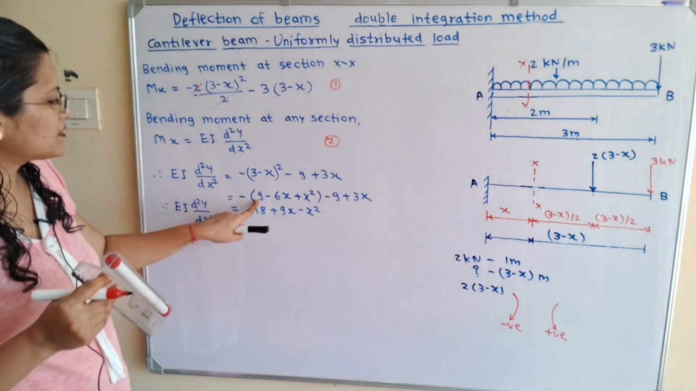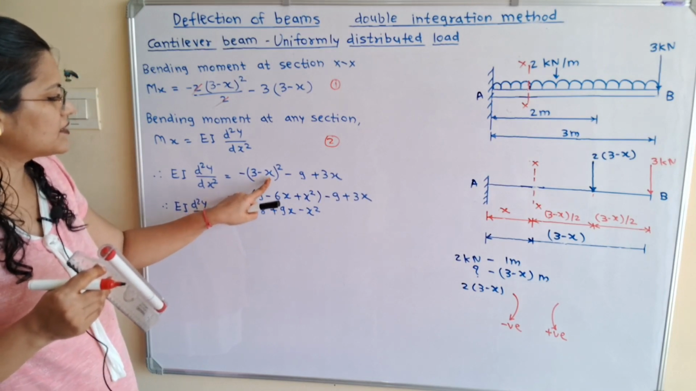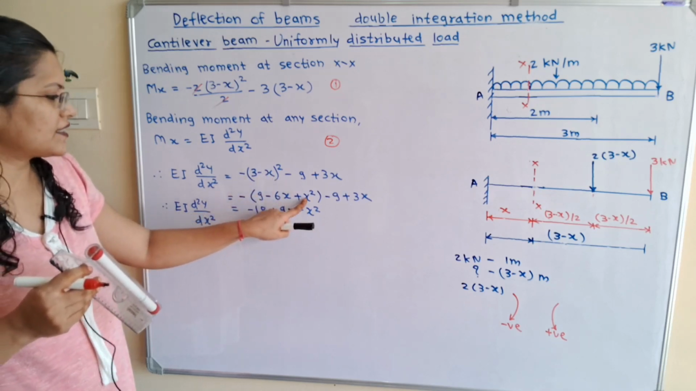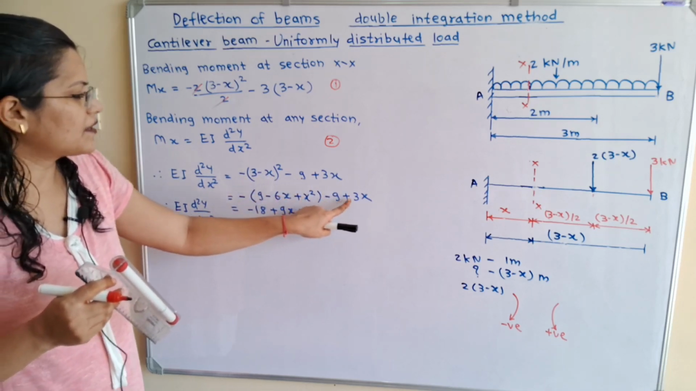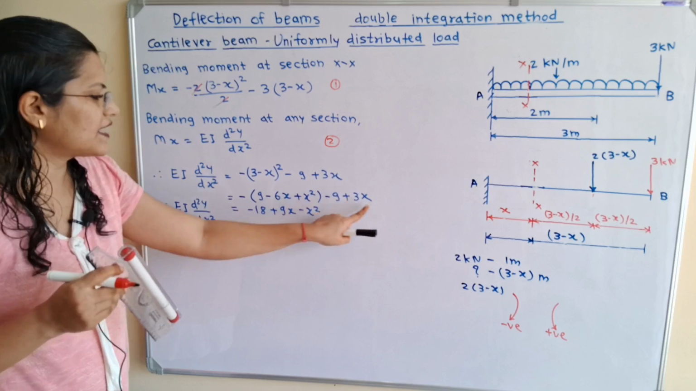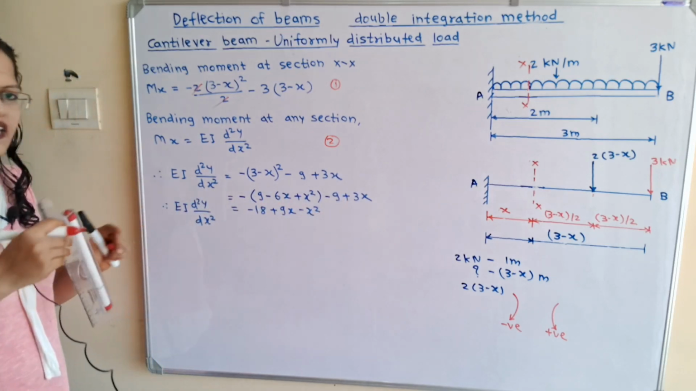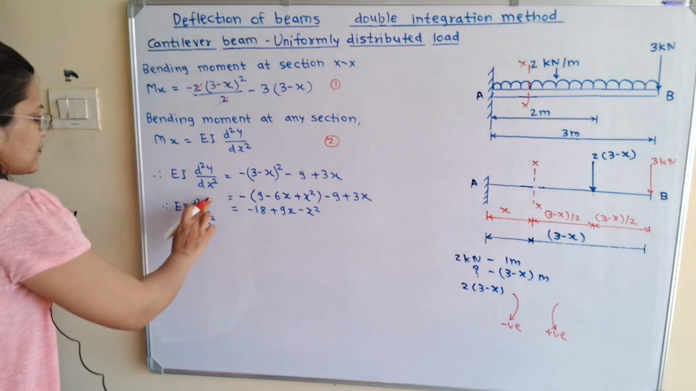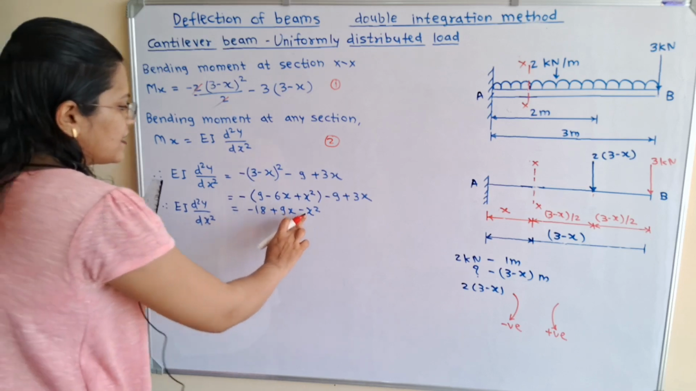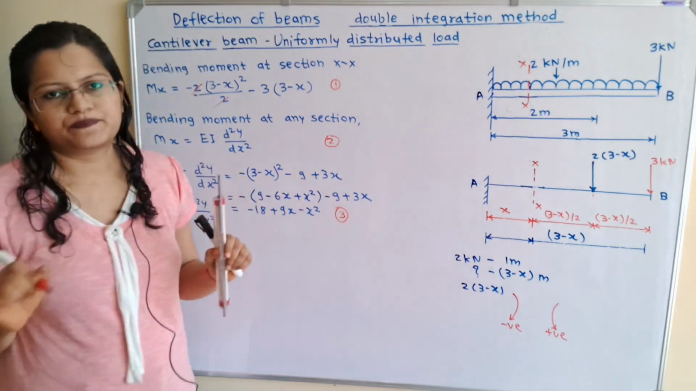So a square is 9, minus 2ab, minus 2 into 3, that is minus 6 into x, minus 6x, plus b square, that is x square, and here minus 9 plus 3x. So if we multiply this negative sign inside the bracket and simplify, then we will get the equation EI d square y by dx square is equal to minus 18 plus 9x minus x square. So this is the equation number 3.